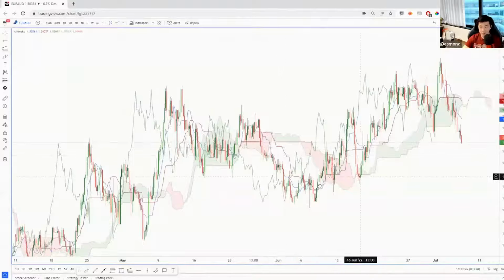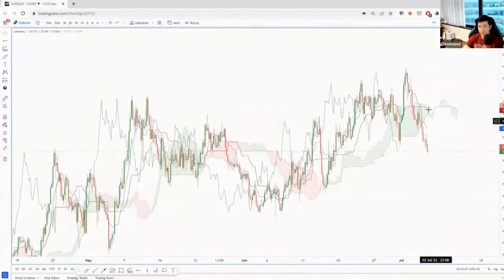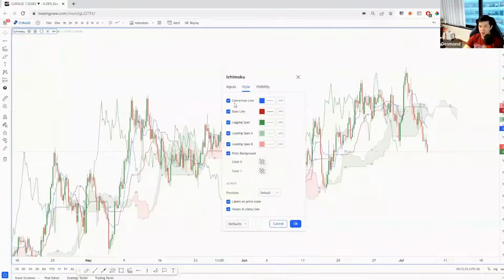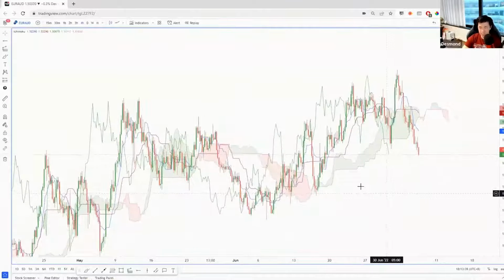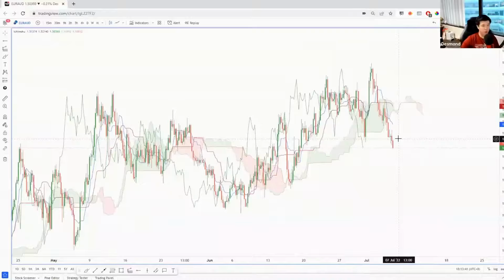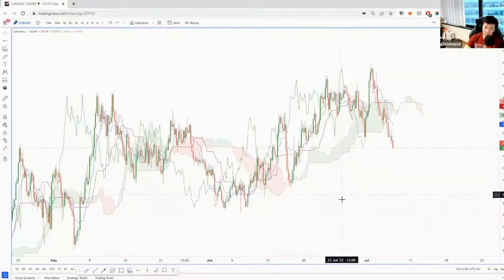If you look at it, there is the Chikou span, the leading span, all the different lines: conversion, base, lagging, leading A, leading B. There are all these different lines, and it can be a little overwhelming. A lot of people don't like Ichimoku because all these lines make the chart over-cluttered.